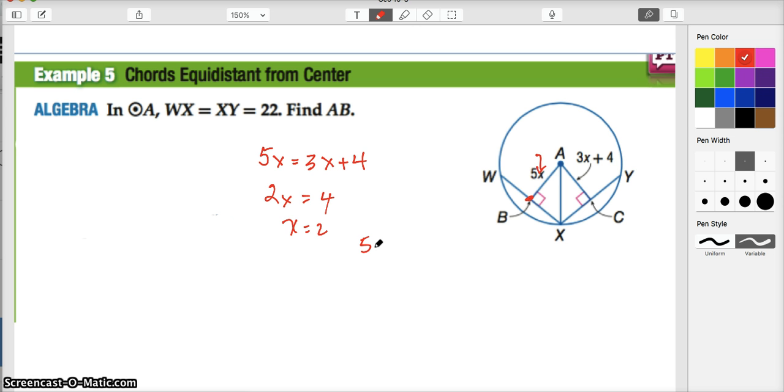Somebody is not happy. Shh. 5 times 2 is equal to 10. And that's me simply replacing x with the value we got for x. All right, so then finally we get that AB is equal to 10.